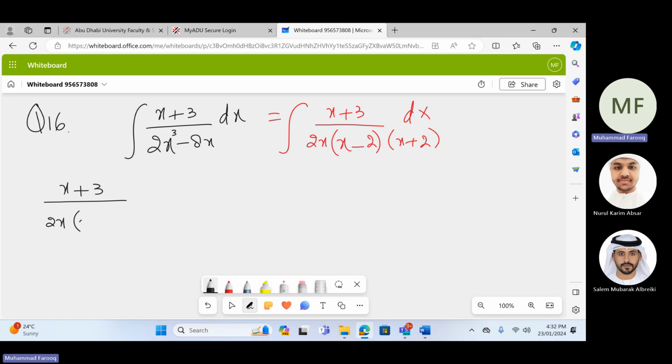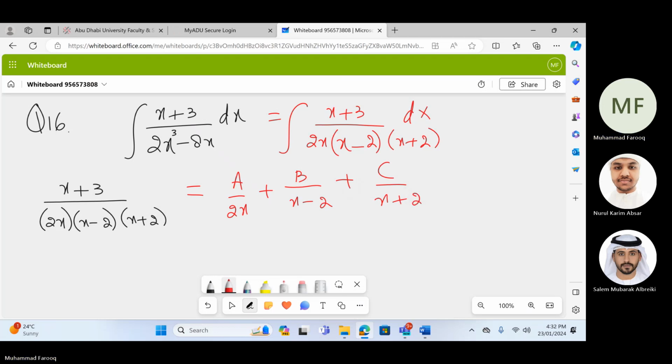Then you have x minus 2, and then you have x plus 2. If you want, you can write this factor as a fact, no problem. All are linear, understand? Okay, now start decomposition. For linear factors, how many constants? One. So A over 2x, plus B over x minus 2, plus C over x plus 2. We have already learned how to write the decomposition of linear factors.